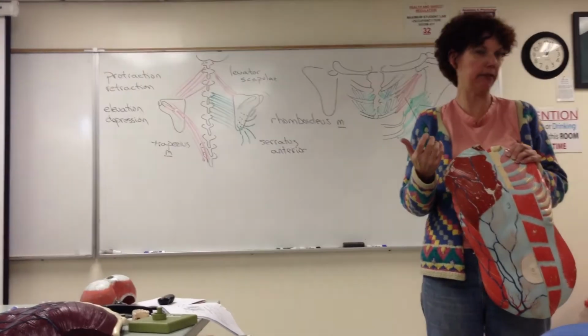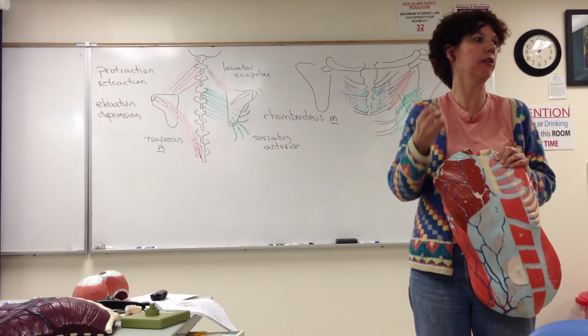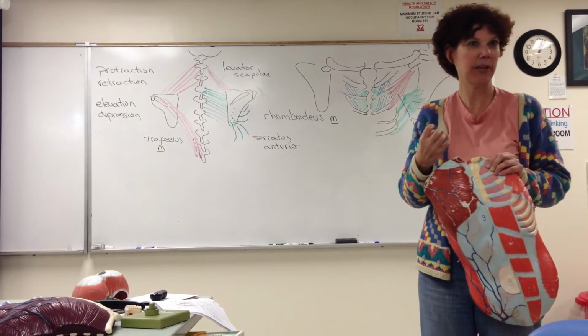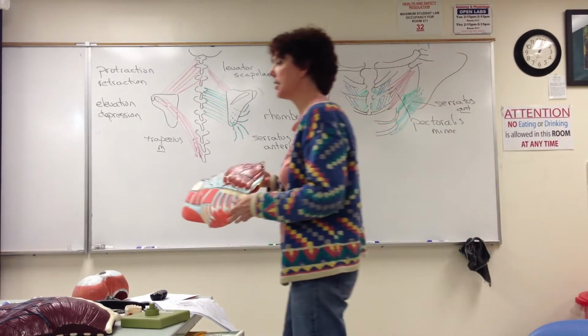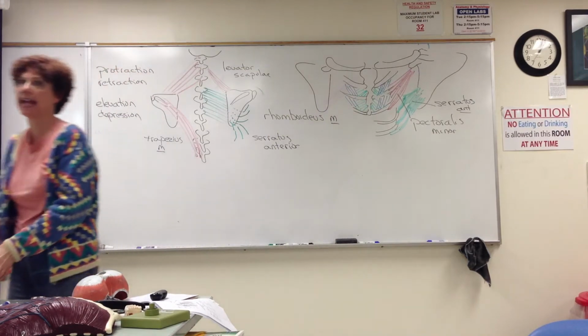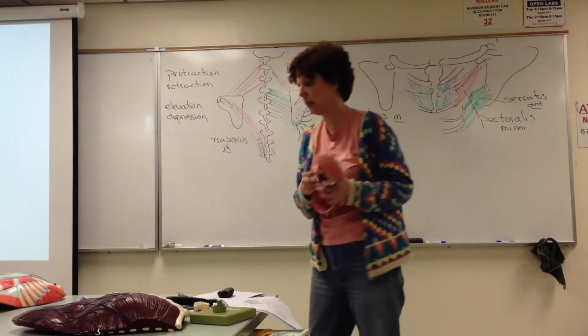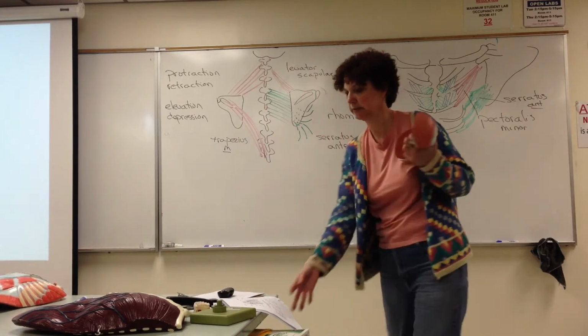Expiration is passive. When we do use expiration muscles, that's a forced expiration. Okay. So normal inspiration is going to involve the contraction of the external intercostal muscles and the diaphragm. So we're ready for the last muscle for today.